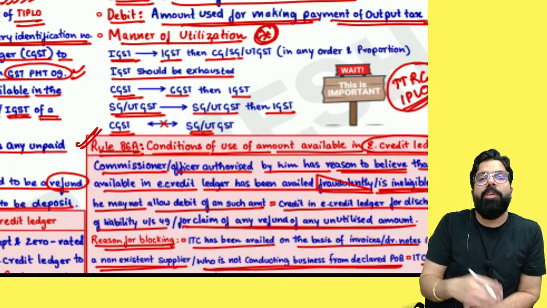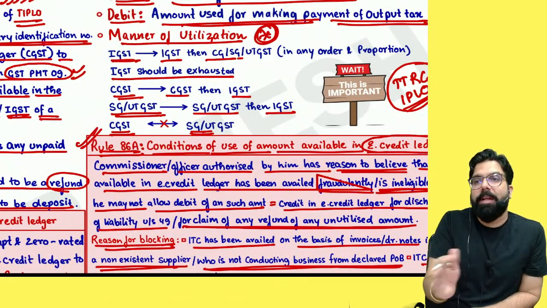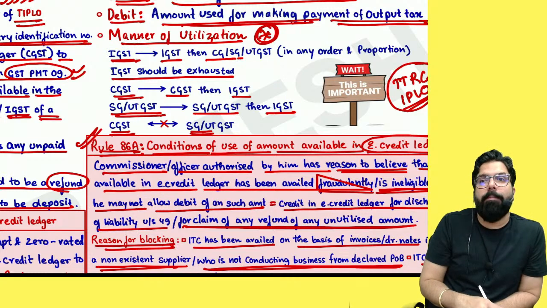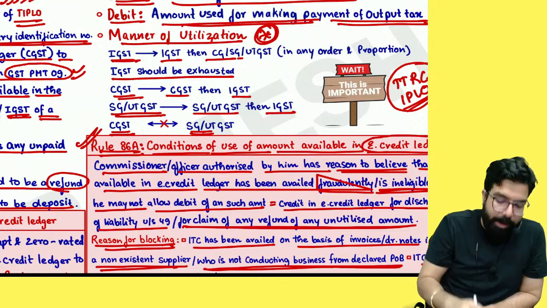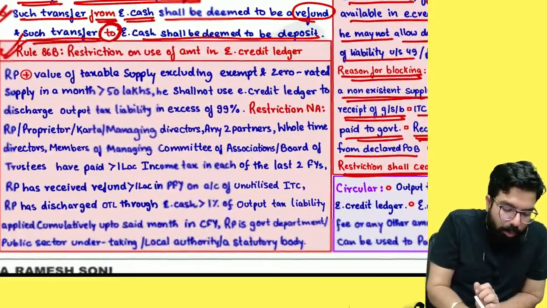They can ask you a question: who can block your credit? What are the reasons subject to which credit can be blocked? What is the maximum period for which they can block your credit? 1 year. Remember. Now, please come to rule number 86B.